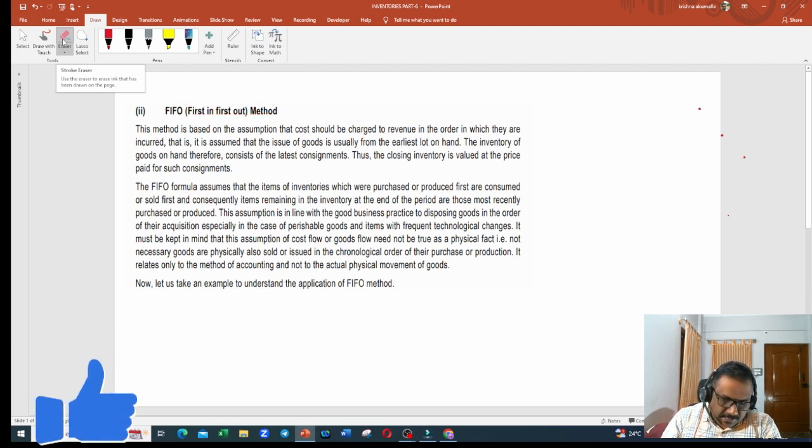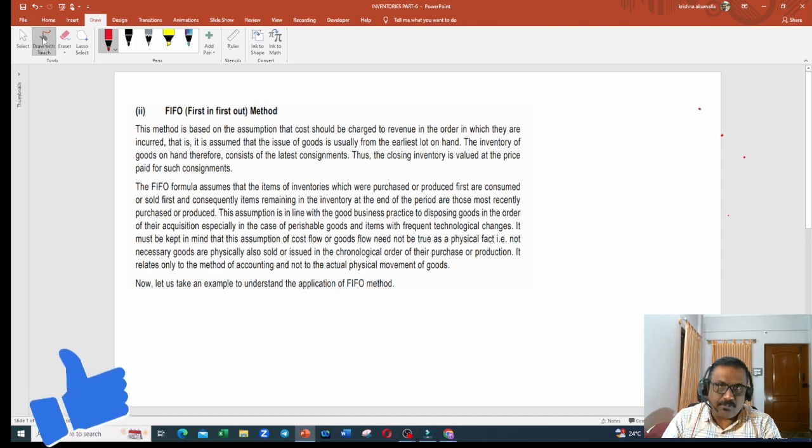Now, let me read. This method is based on the assumption that cost should be charged to revenue in the order in which they are incurred. That is, it is assumed that the issue of goods is usually from the earliest lot on hand. So, to the extent of the revenue I generated, whatever cost was incurred has to be debited in the P&L account. How do I arrive at that cost? Whatever material I purchased earliest has to be taken into account for calculating cost, and that has to be issued to the production department first.